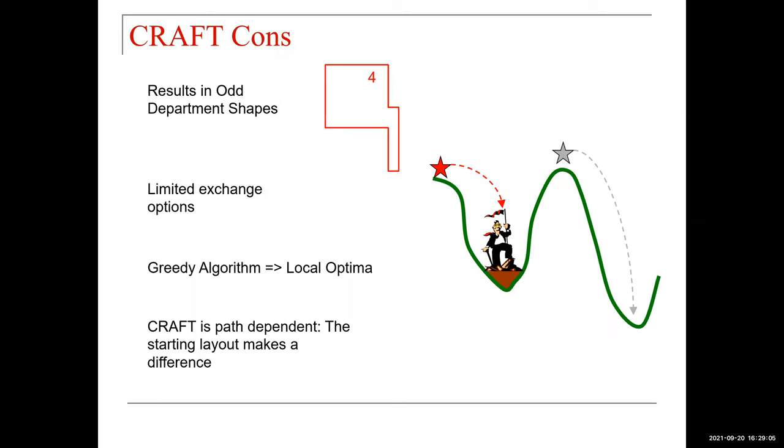The cons: it can result in odd department shapes, like I mentioned. Limited exchange options, since we're doing these two-way exchanges only. This is a greedy algorithm, so you might get stuck in a local optimum. If you're familiar with this math language, meaning that you might get there and there might be another solution that is better, but since you're stuck in your algorithm, you will not be able to find it. And CRAFT is path dependent, the starting layout makes a difference. So those are the cons.